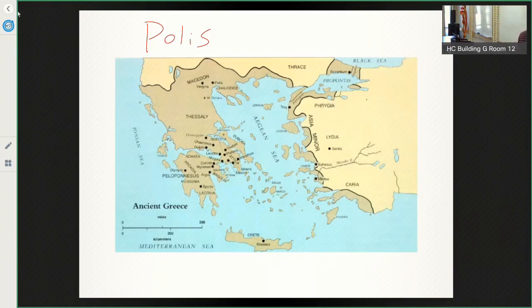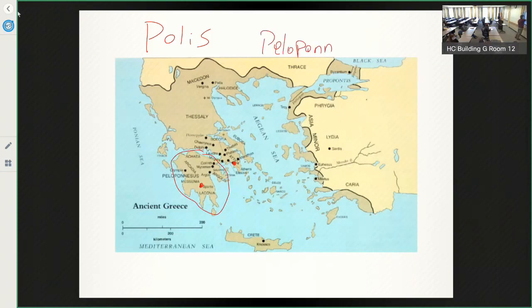Athens is over here, and Sparta is down here. And this piece of land, you can see there's just a tiny little land bridge. This is the Peloponnesus. Athens and Sparta are the dominant city-states. They're the biggest, the most powerful, the most influential. But at any given time, there's 12, 13, 14 of them. So there's a bunch of city-states, but Athens and Sparta tend to be the biggest.